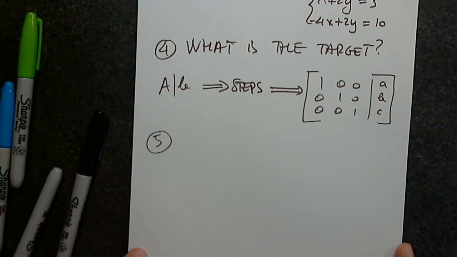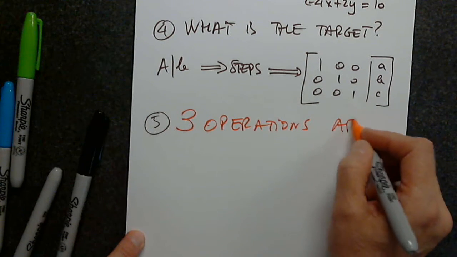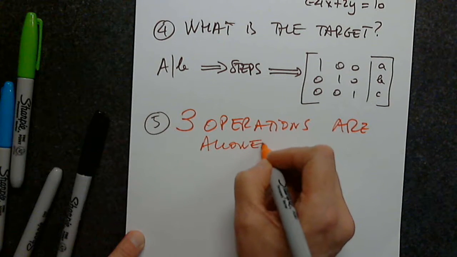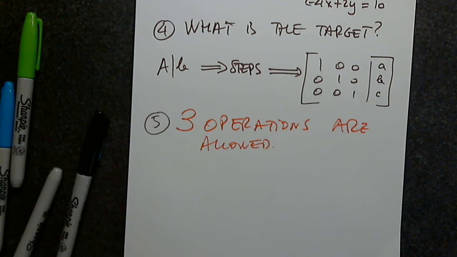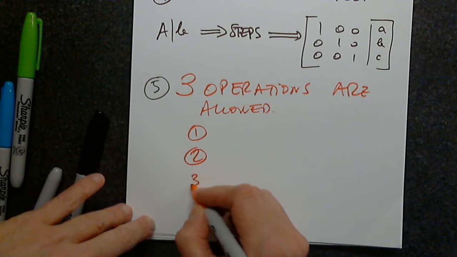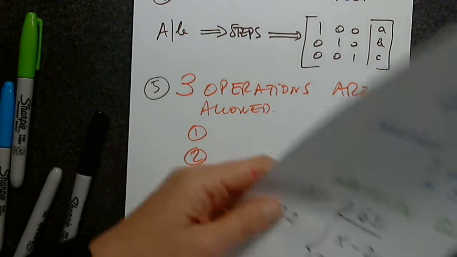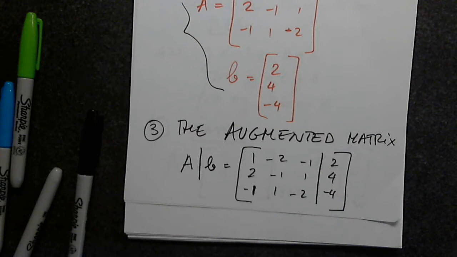What operations are allowed? Only 3 operations are allowed. And we have to stay within those 3 operations. From the augmented matrix, the operations we can apply are only 3. We can't invent anything. So that's step 5. Here they are. I haven't even started and I wrote 4 pages. Okay, so let's look at the augmented matrix.